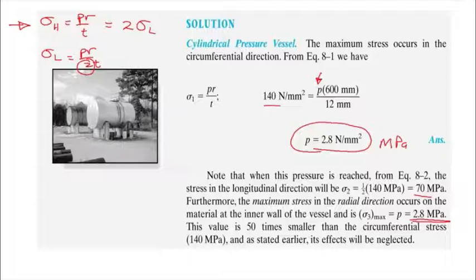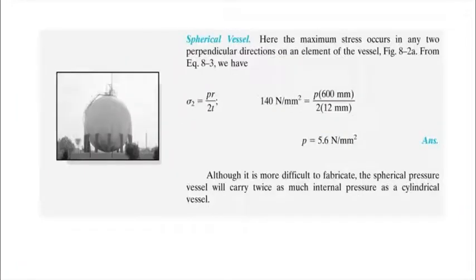Okay, it's insignificant. For the spherical vessel, we know that the equation is similar to the longitudinal stress equation for a cylinder. So we have sigma 2 is equal to PR over 2T. So using the equation with P as the unknown, we will get P is 5.6 megapascal, the same as the value if we find it using the longitudinal stress equation for a cylinder.